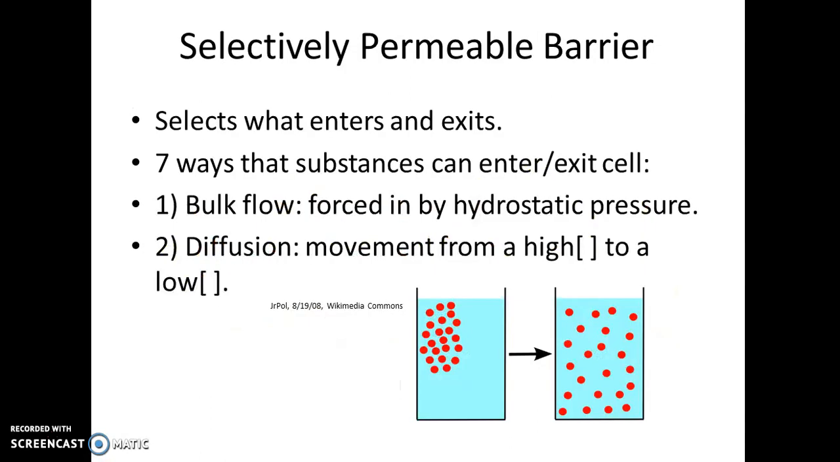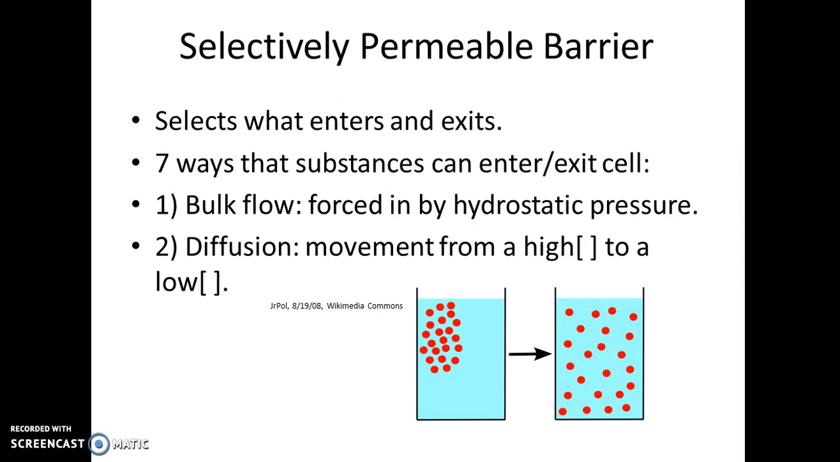Okay, so the cell membrane is a selectively permeable barrier, which means that it selects what enters and exits the cell. There are 7 ways that substances can enter and exit the cell, and we're going to talk about each and every way. The first is bulk flow. In bulk flow, pressure, water pressure, hydrostatic pressure, forces the molecules through the cell membrane and into the cell. It basically pushes through. No matter what's going on, the pressure is so great, the molecule is going to enter.